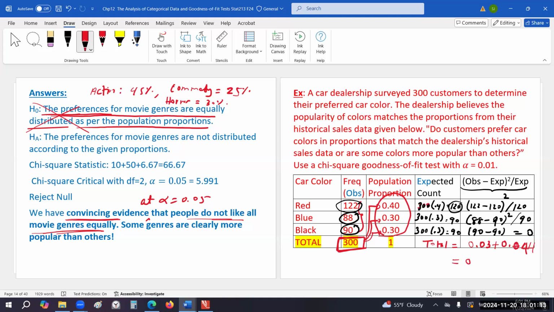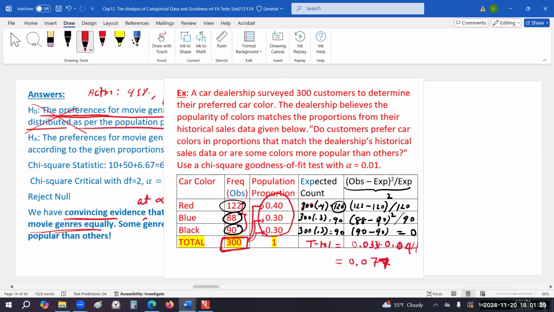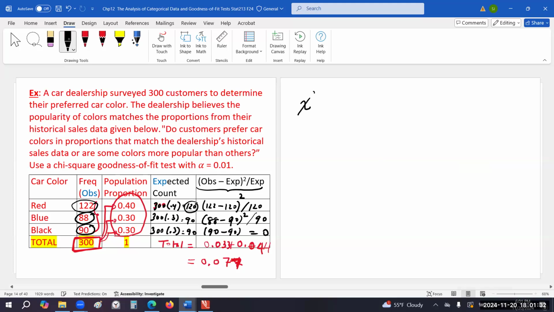So we have 0.074. And I think this is 0.033, right? So it should be 0.077. So our chi-square statistic, you must put parentheses because you're squaring the whole quantity, is 0.077.